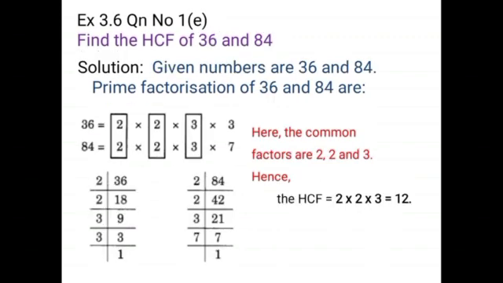E part of question number 1. Find the HCF of 36 and 84. First of all, what should we do? We have to find the prime factorization of the given numbers.